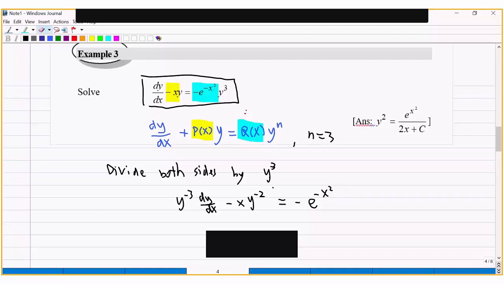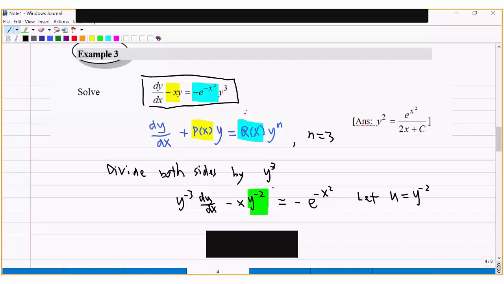Then to solve this problem, you have to let u equal to this thing. I let u equal to y to the power minus 2. This is how I'm going to simplify it. I want to get rid of all the y, so that the final equation has only u and x. This equation I leave there, and let's do a simple calculation first.